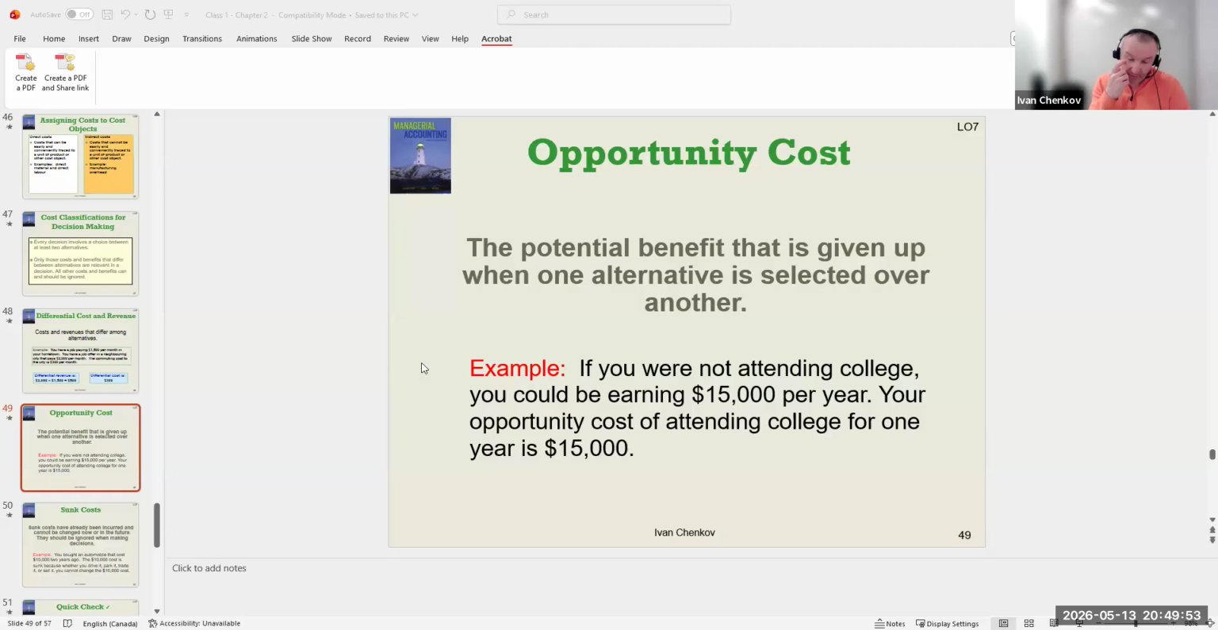But again, opportunity cost is not something that we have to pay, but we always have to consider. It's what we're giving up as a potential benefit if we choose to go the other direction. So an example will be, if you're not attending the college, you can earn $15,000 per year. The opportunity cost obviously will be attending the college for 1 year. It will be $15,000. So if you decide to attend the college, you're missing the opportunity to earn $15,000.